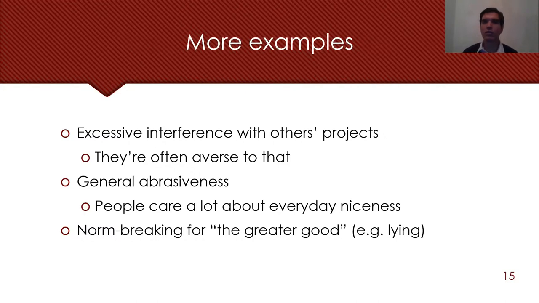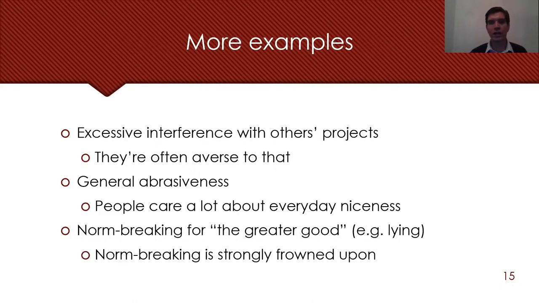And lastly, there's also norm breaking for the greater good, a topic that has been much discussed both within effective altruism and also within academic philosophy. So for instance, lying. Naively, you might think that in order to maximize donations to effective charities, you should exaggerate their effectiveness. This is not a good idea for several reasons, but one that I'm going to focus on is that this kind of norm breaking is very strongly frowned upon. So if people find out about this, they're going to punish you severely. And naively, you might think that if I get found out, people will realize that I did it for a good cause, so they won't judge me so harshly. But I think that's not the case. To the contrary, people will judge you harshly, which means that it's one reason, among several, that it's not a good idea to do so.